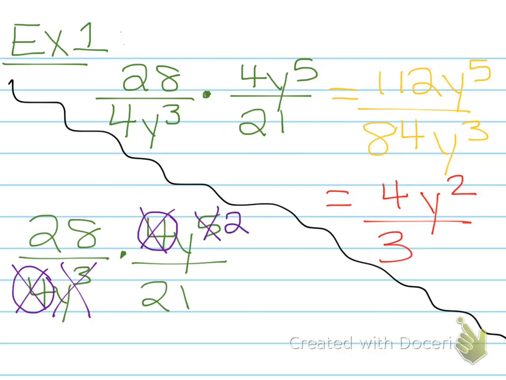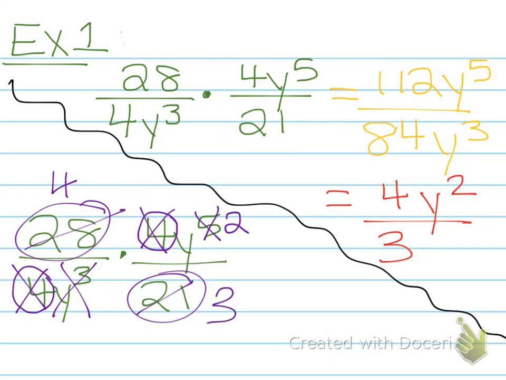And then you can ask yourself, okay, what numbers go into 28 and 21? Well, 7 goes into both of those. 7 goes into 28 4 times and 21 3 times. So my final answer is 4y squared over 3.